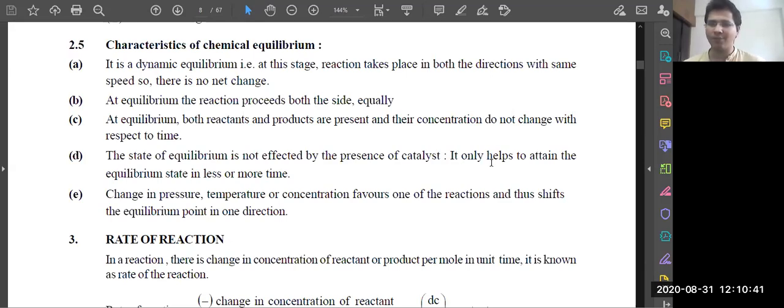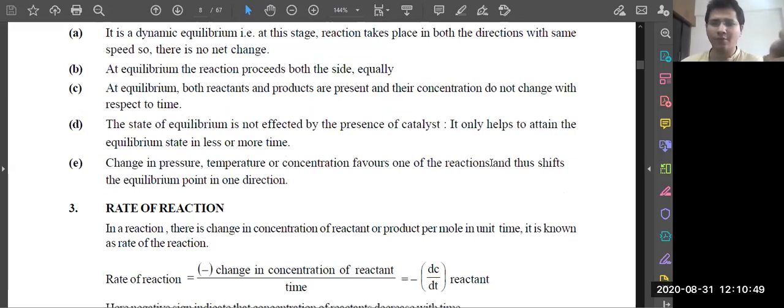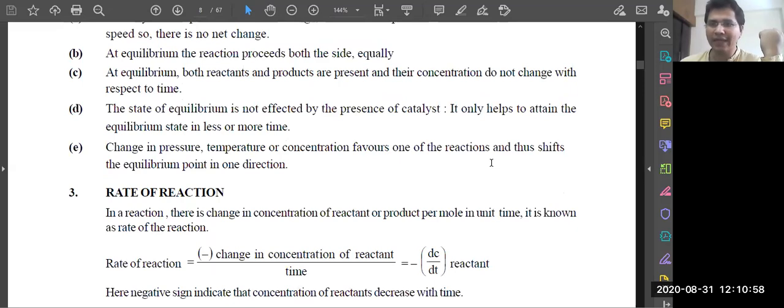We have a next topic. First we will understand the basic definition of the rate of a reaction. When we talk about the rate of a reaction, what's the basic definition of rate? It will be change in concentration with respect to time. Yes or no? Change of what? Concentration. What's the meaning of concentration? Concentration means molarity, normality.